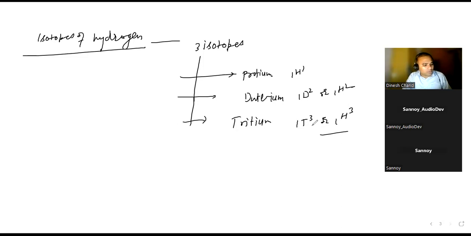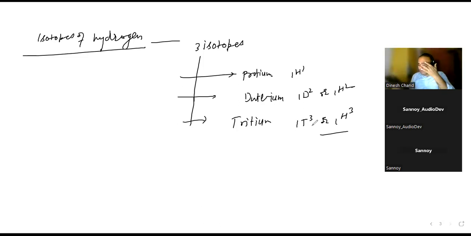Which isotope is the radioactive one? Any idea about that? Tritium. Tritium is radioactive. Deuterium is not radioactive. It acts as a nuclear reactor. I know we use it to stop reactions, right? It is, but it is not radioactive.